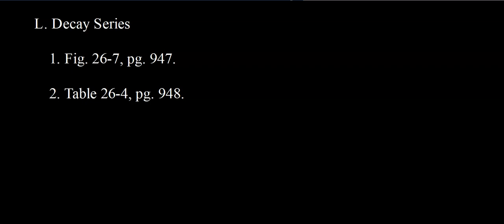Go to page 948. There are actually 3 natural decay series. They are starting with parent nuclides uranium-238, which we just saw, uranium-235 and thorium-232. So you can think of it this way. All of the radioactive substances on Earth once started as either uranium-238, uranium-235, or thorium-232.